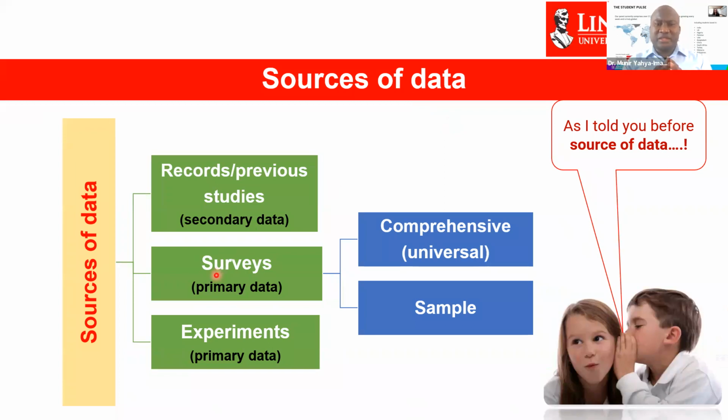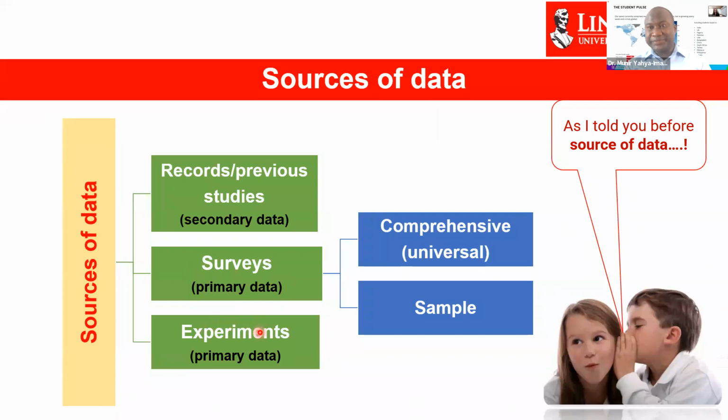Surveys. Another form of source data can be survey. Survey can be categorized as primary data because you are the one collecting the data. If you are collecting the data directly, then that is referred to as primary data. One of the methods you can use to collect this kind of data is survey. So survey can be a source of data.